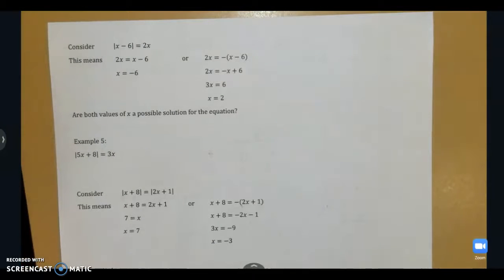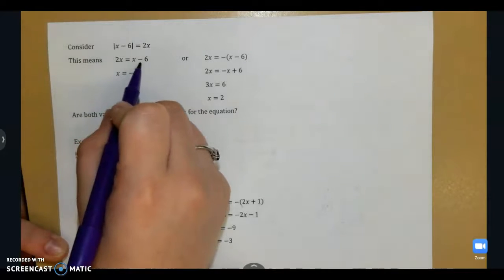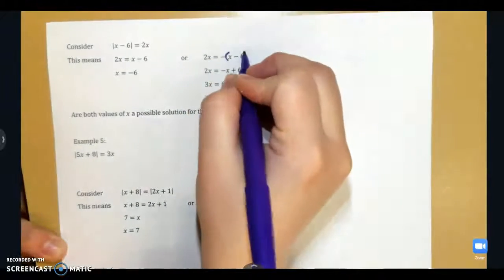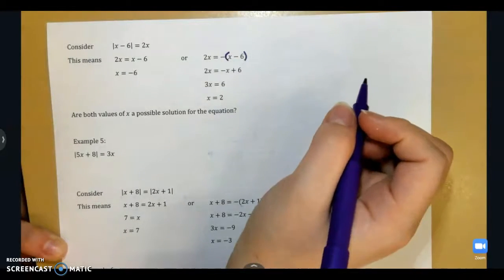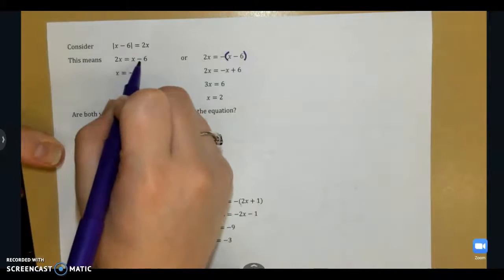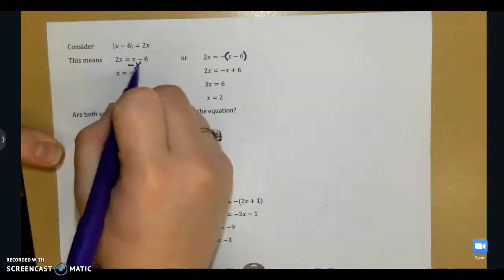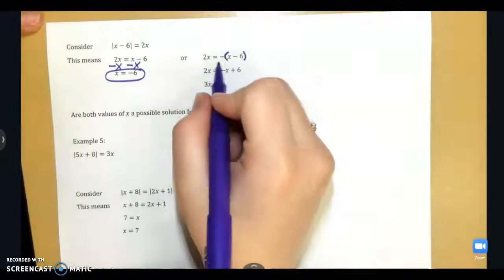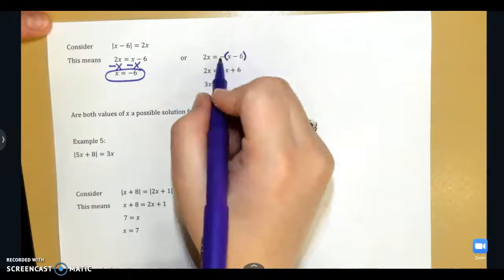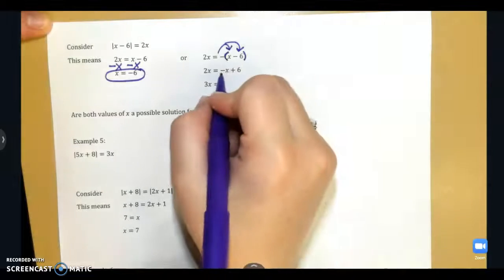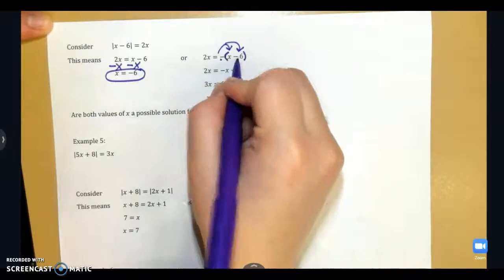There we go. So we're looking for the positive and the negative values. So 2x could be the positive of x minus 6, or 2x could be the negative of x minus 6. And using these parentheses here is super important because we have to remember to distribute that negative sign. So if we have the positive of x minus 6, we would just subtract x on both sides, and we get that x is negative 6. If 2x is equal to the negative of x minus 6, we distribute that negative sign, and that will give us minus x plus 6, because a negative times a negative is positive.